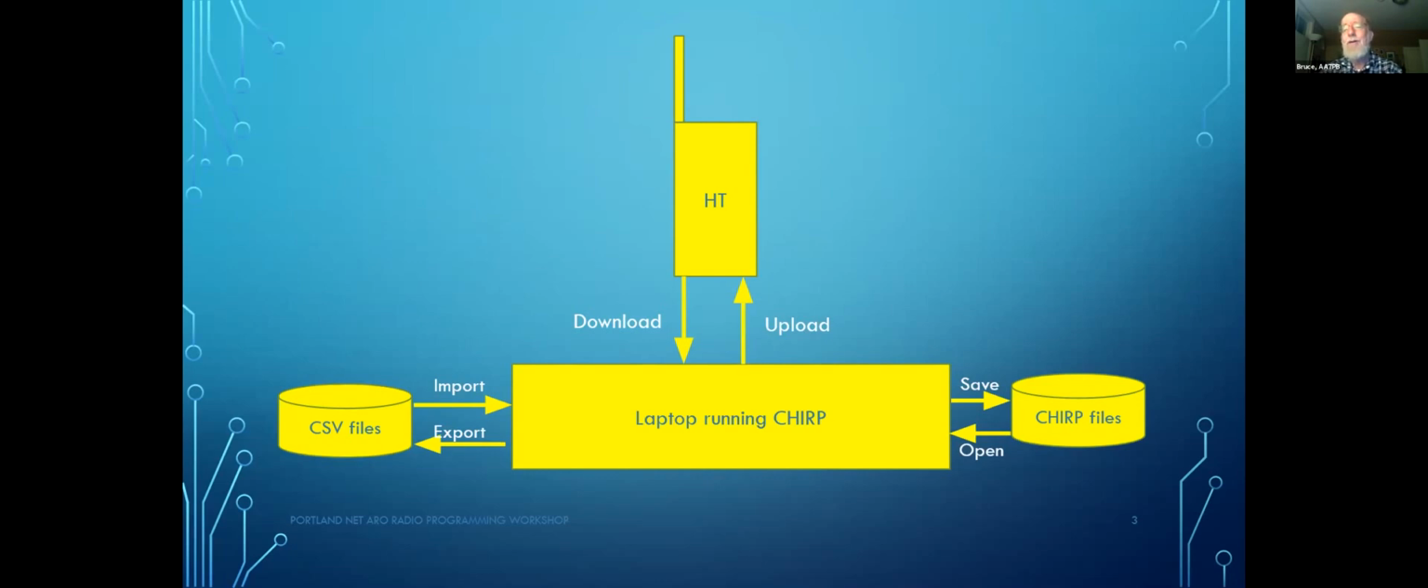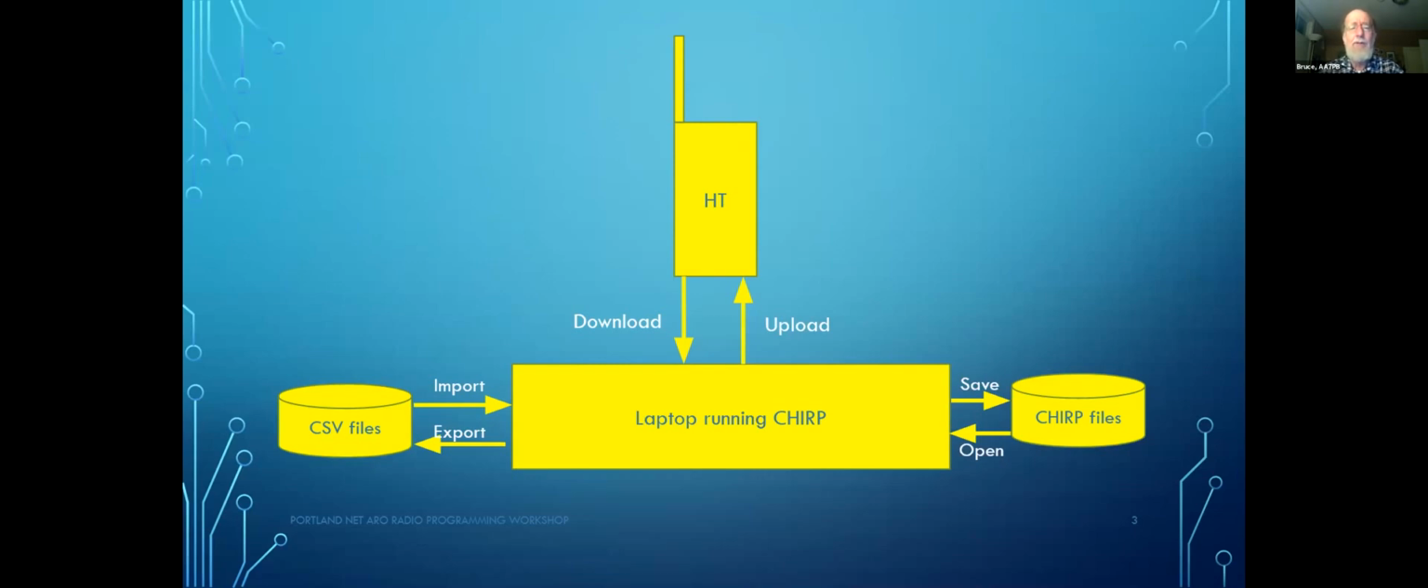With CHIRP, your radio is like the server, and so I put it in this diagram above your laptop that's running CHIRP, because when you put numbers in those channel memory locations on your radio, even if it's a little handheld radio, you're uploading to that radio. When you're taking stuff off your radio and putting it on your computer, that's called downloading.